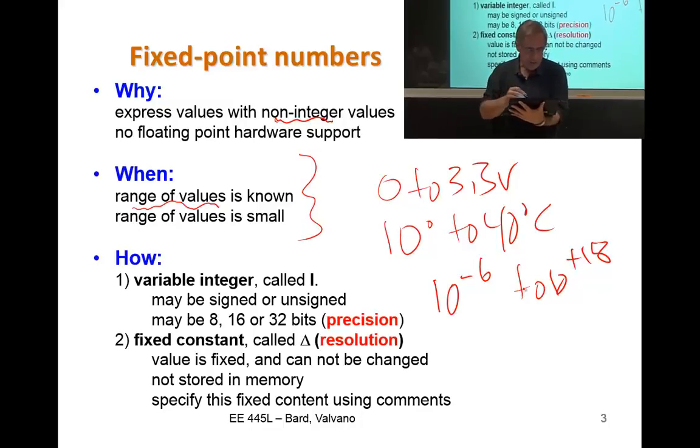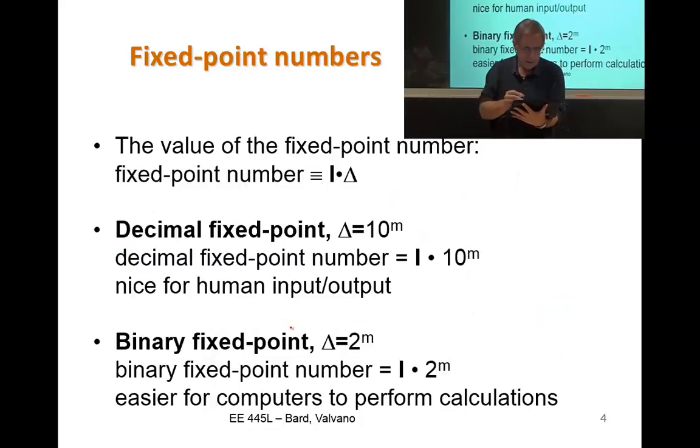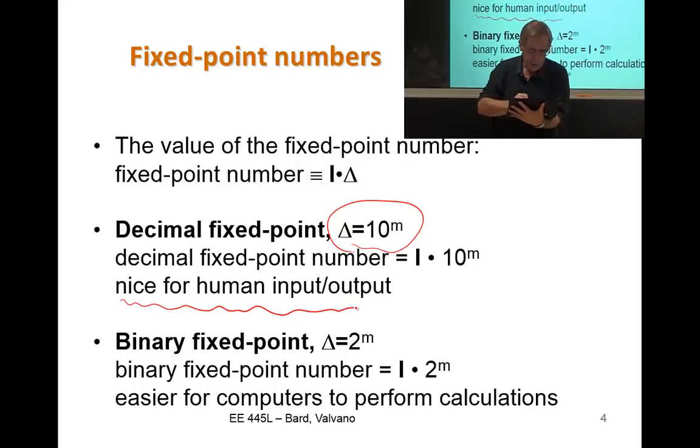Okay, so how do we do it? Well, again, we're going to decide what this fixed point is. This will be the design. The design of the fixed point is basically choosing that constant and deciding whether it should be signed or unsigned, and whether it should be 8, 16, or 32 bits. That's the design aspect. All right. And as I said, if that constant is a power of 10, we'll call it a decimal fixed point. And we're going to use decimal fixed point in lab.